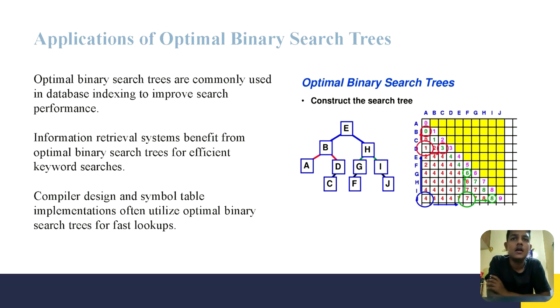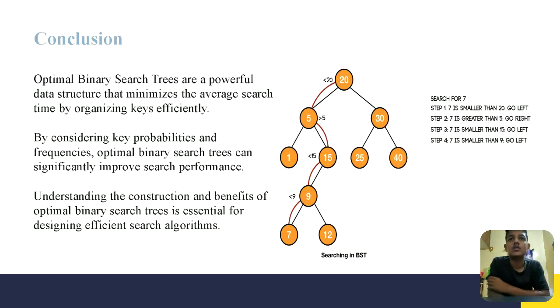Compiler design and symbol table implementations often utilize optimal binary search trees for fast lookups. Since optimal binary search trees are more efficient and easy search trees, they are also useful in compiler design and symbol table implementations. And conclusion: optimal binary search trees minimize the average search time by organizing keys efficiently.